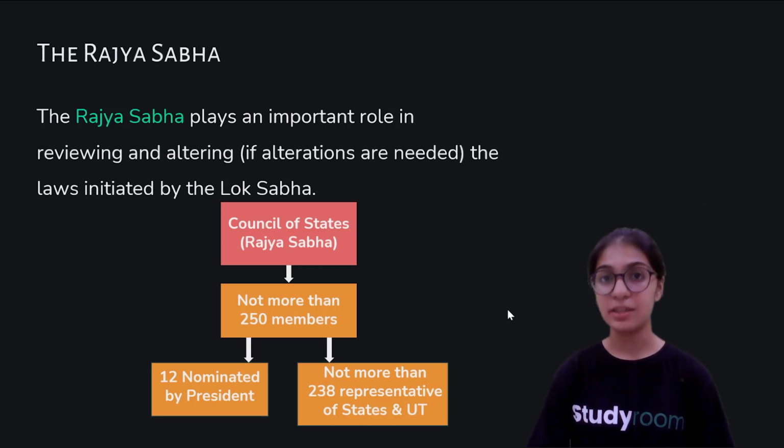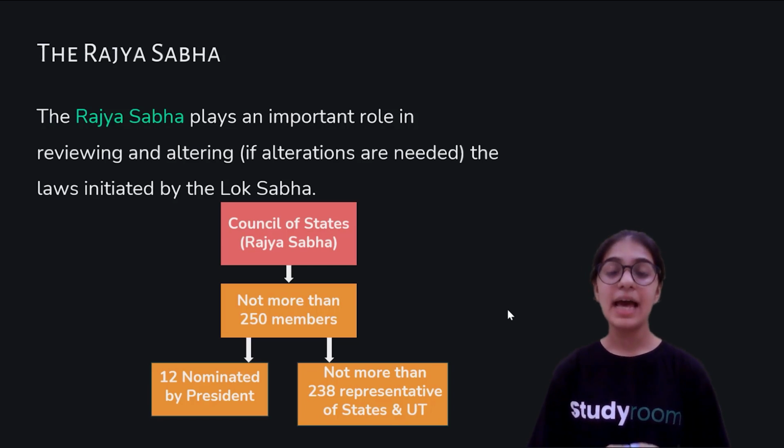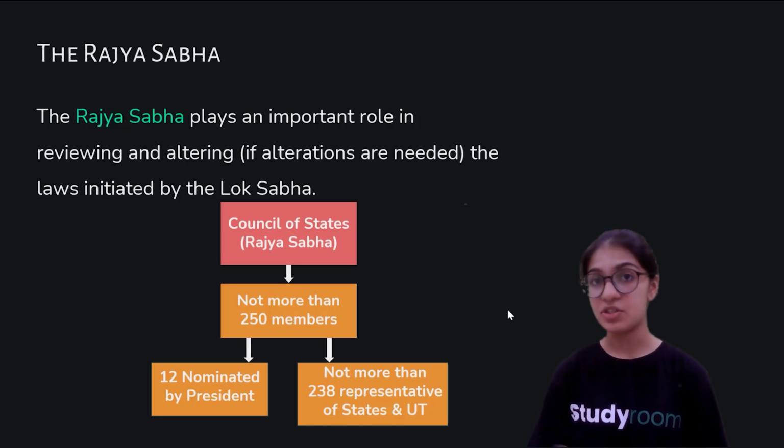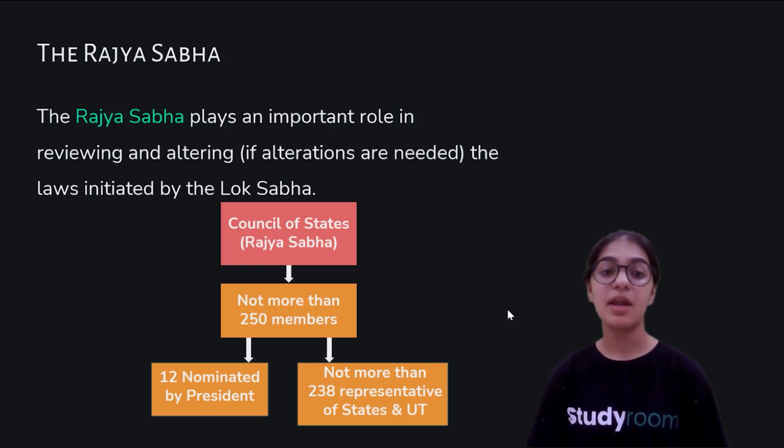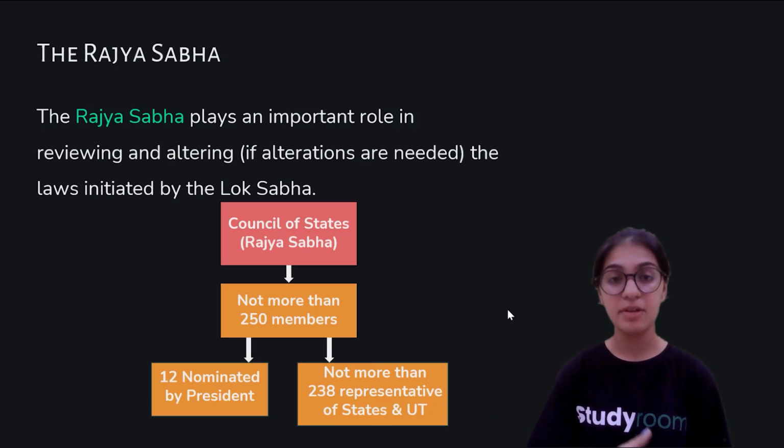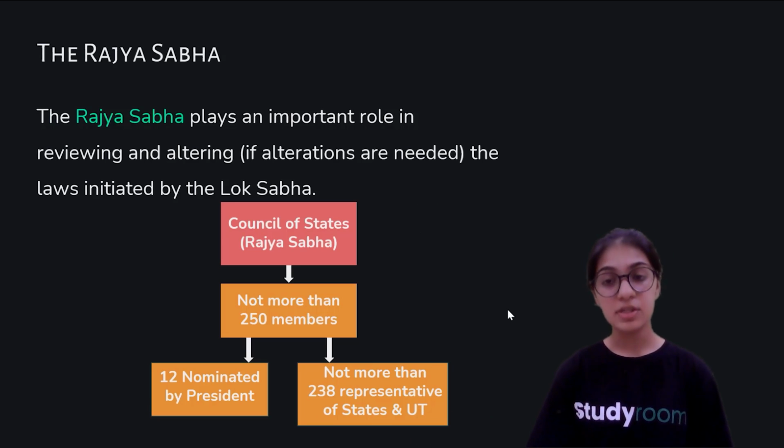It should be either 250 or less than 250, and out of those 250, 238 members are elected by the members of the legislative assembly, whereas 12 members are directly chosen by the president. Now, how does the president make such a choice?